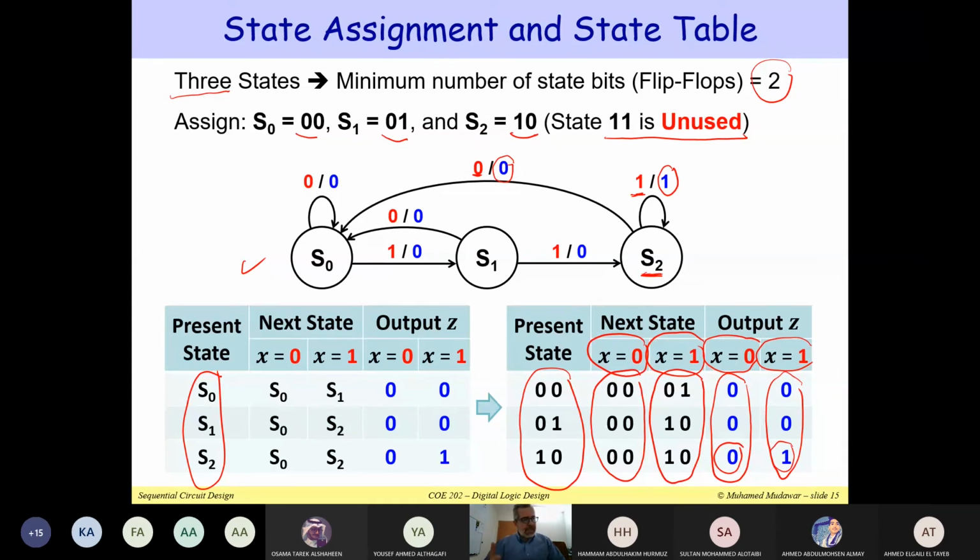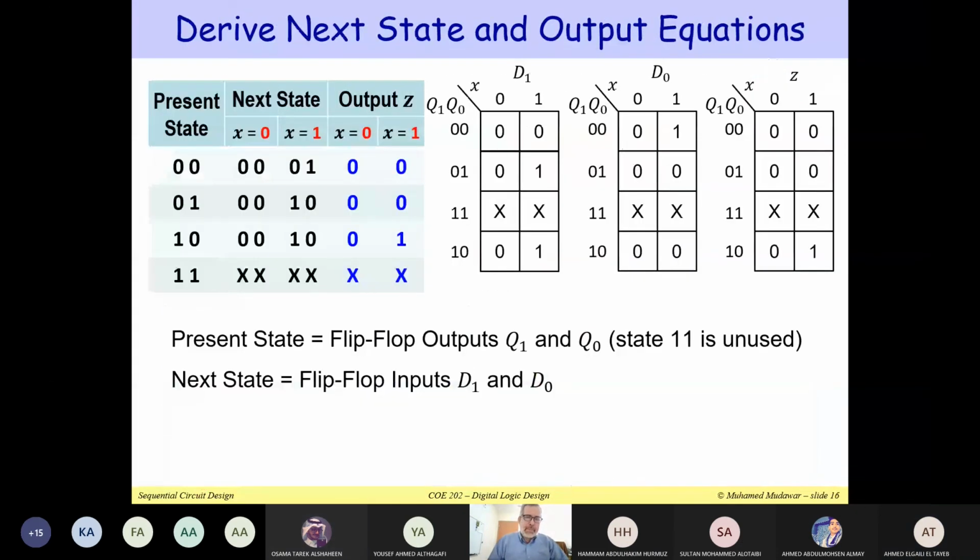So we have the state assignment, we have the state table. What shall we do next? The circuit. Yes, but before you draw the circuit, what do you need? Equations. Exactly. How are we going to obtain these equations? From Karnaugh maps. Perfect. So we need the Karnaugh maps.